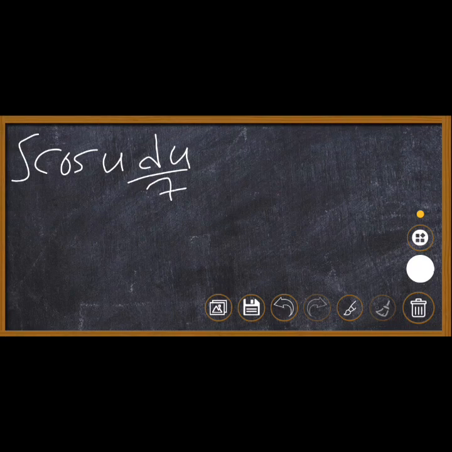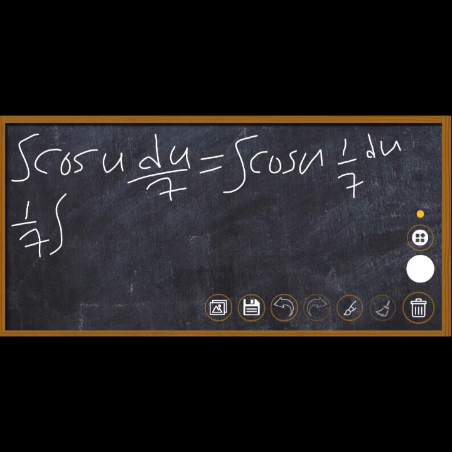Now, when we have this, of course, we know by now that this is the same as cos u, then here it's the same as 1 over 7, then du. So since 1 over 7 is constant, we are going to take it in front of the integral. So we are going to have 1 over 7, and then integral of cos u, then du. So what is the integral of cos? The integral of cos is simply the sine.